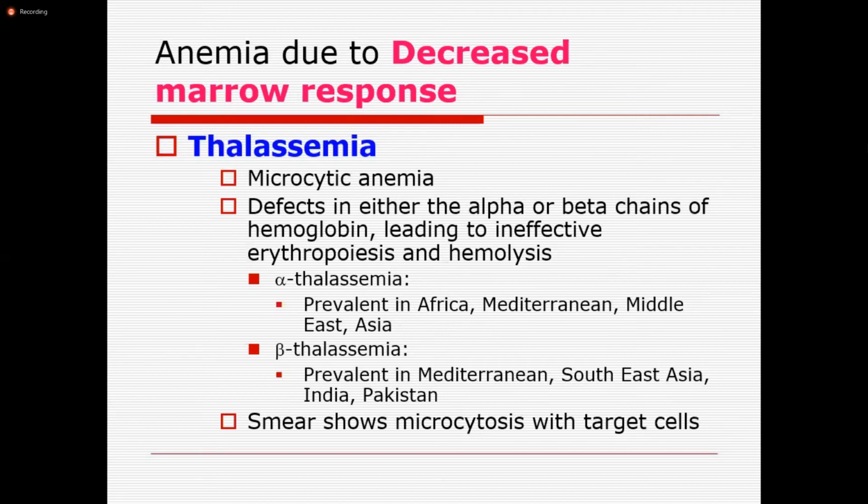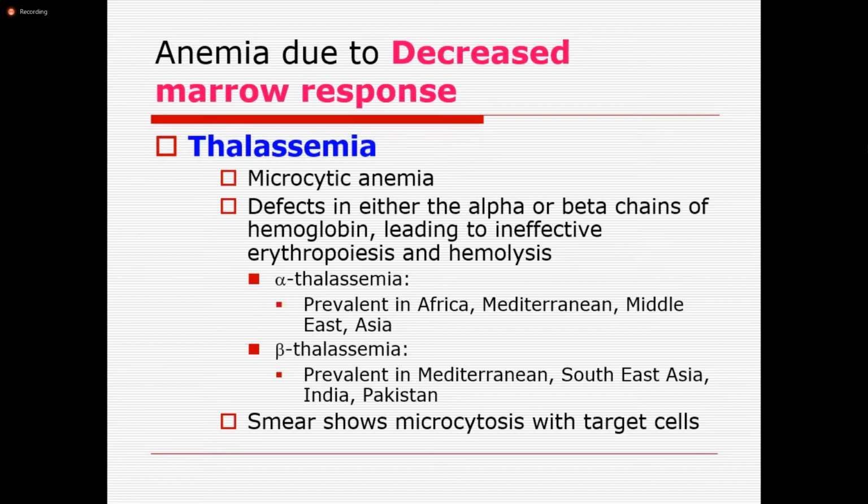Anemia due to decreased marrow response: thalassemia, a microcytic anemia, with a defect in either the alpha or beta chain. That's actually the hemoglobinopathy, which leads to abnormal synthesis of the red cells, which are actually very susceptible to hemolysis.